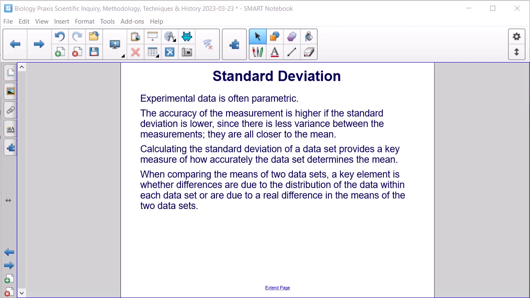Experimental data is often parametric. The accuracy of the measurement is higher if the standard deviation is lower, since there is less variance between the measurements. They're all closer to the mean. Calculating the standard deviation of a data set provides a key measure of how accurately the data set determines the mean. When comparing the means of 2 data sets, a key element is whether differences are due to the distribution of the data within each data set or are due to a real difference in the means of the 2 data sets.